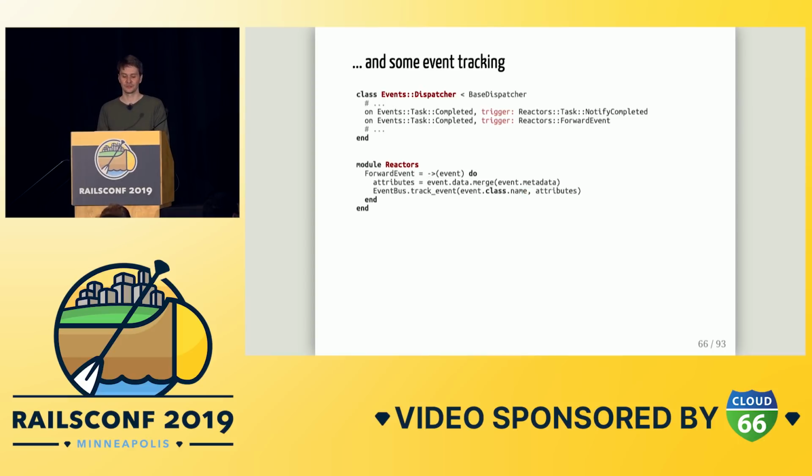Well, we basically just need to create a new reactor called forward event associated with the task completed. And all it does, given an event, is merge together the data of the event and the metadata, and send that to the event bus. And we will just infer the event name from the event class name.